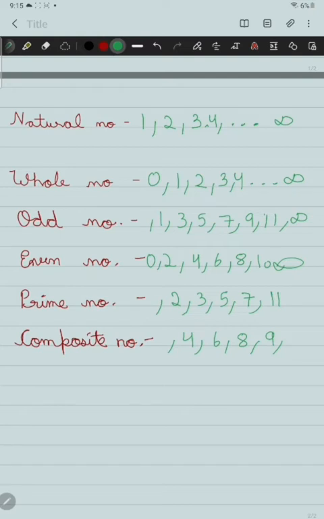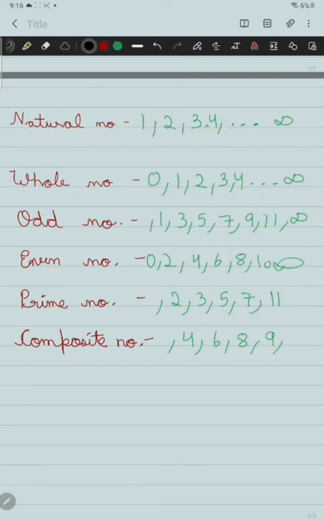Composite numbers are the group of numbers which have more than two factors, such as 4. 4 has more than two factors, which are 1, 2 and 4. It has 3 factors. Such as 6. 6 also has more than two factors: 1, 2, 3 and 6. It has 4. Means composite numbers are the numbers which have more than two factors, or we can say except for prime numbers, all the numbers are composite numbers. Now let's come to our main topic, which is integers.